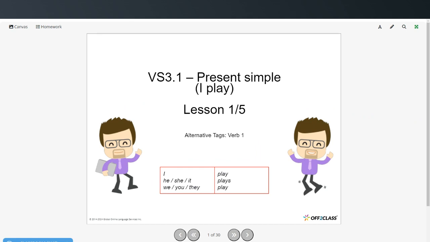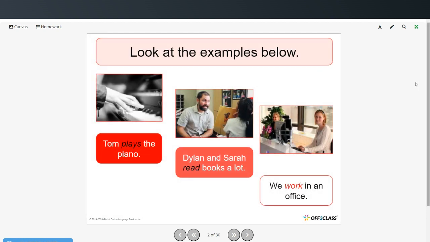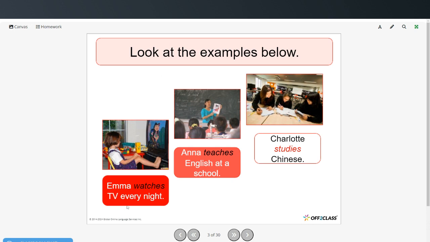Today we're continuing our discussion of present simple verbs, and we're moving on from the verb to be to actual verbs. This time we're going to talk about the verb to play, and this is an A2 level lesson. So we're going to look at these examples. Tom plays the piano. Dylan and Sarah read books a lot, and we work in an office. Emma watches TV every night. Anna teaches English at a school, and Charlotte studies Chinese.